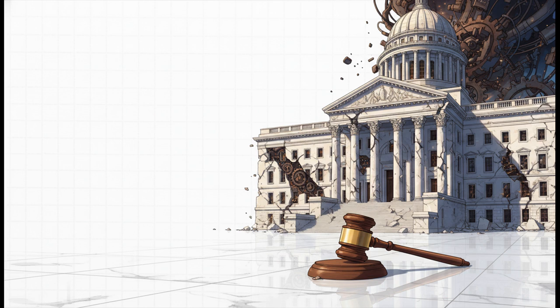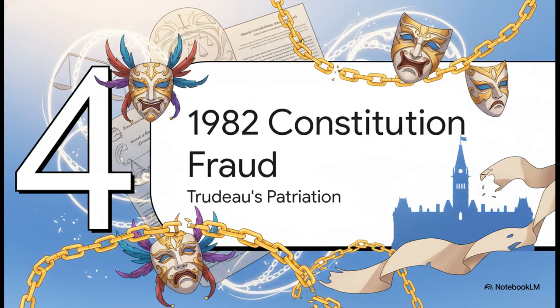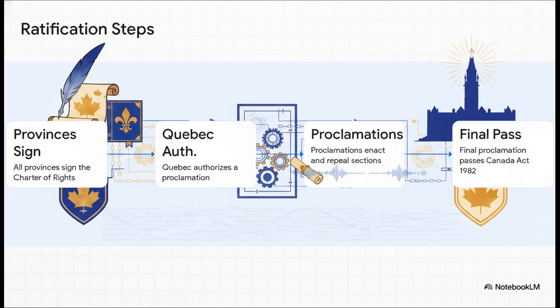According to this narrative, the system just quietly carried on as if nothing had changed, completely hiding this newfound provincial sovereignty from the public. All right, Section 4, the 1982 constitutional fraud, Trudeau's patriation. Building on that idea of illegitimacy, the source then looks at the 1982 Constitution Act. This is the famous patriation spearheaded by Pierre Elliott Trudeau, but the source calls it a grand theatrical deception.